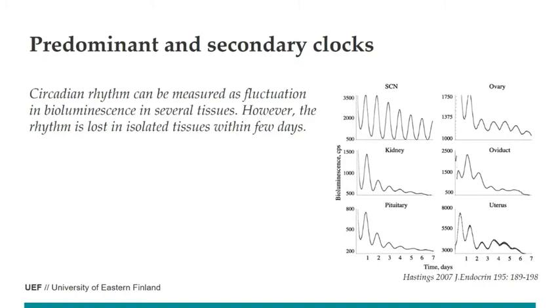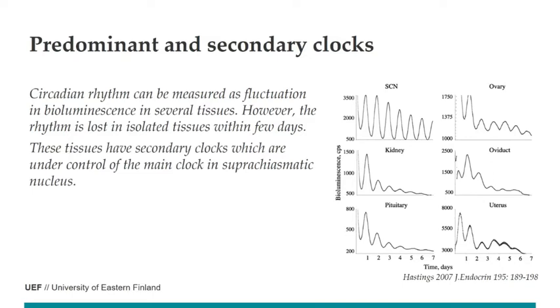But in the periphery, these rhythms are usually lost after isolating the tissues. So the bioluminescence that is used for these kinds of measurements in the ovary or the kidneys or pituitary gland, etc., shows a high rhythm, but it will be lost quite drastically within, for example, 1 week. So they are secondary clocks that are under the control of this main clock in the suprachiasmatic nucleus.